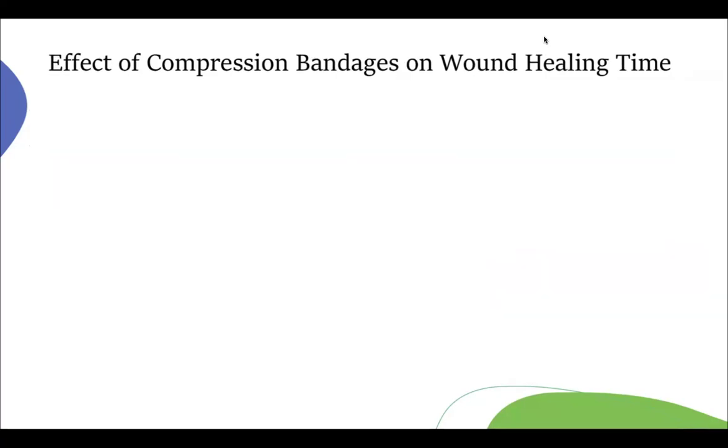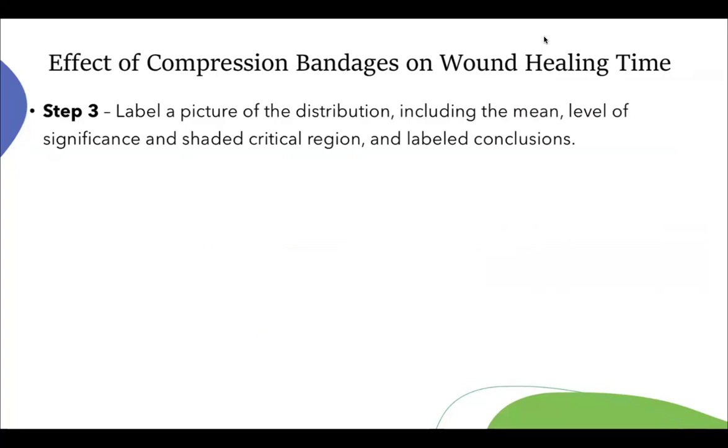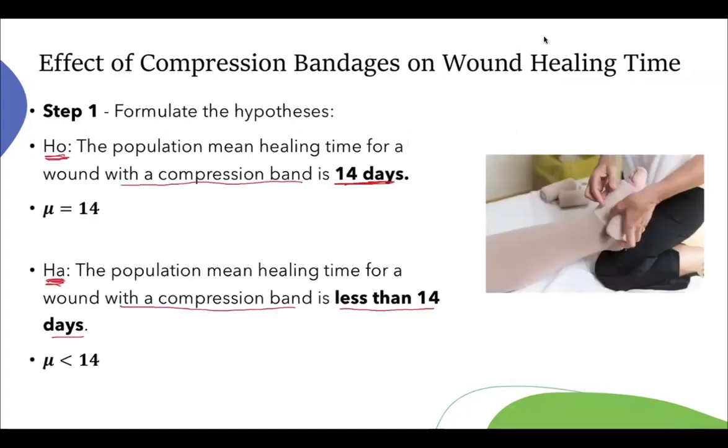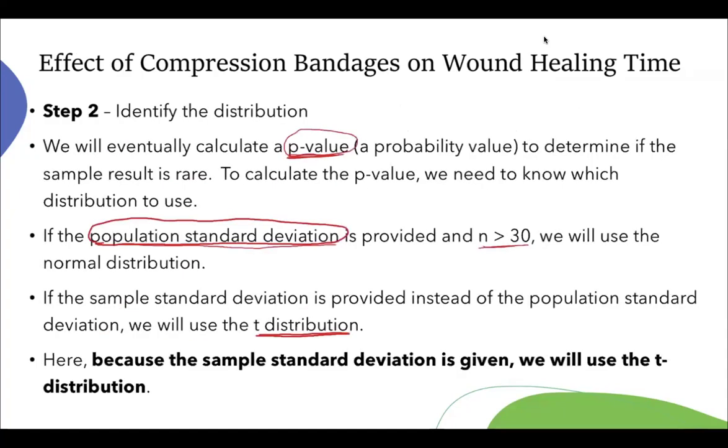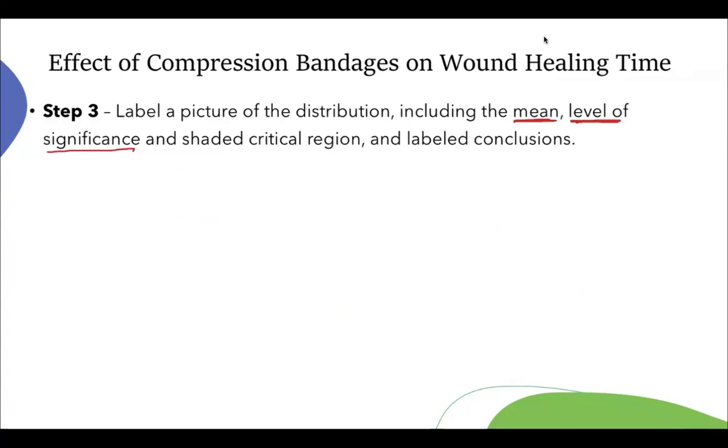Step 3. Let's make a picture of this distribution. Let's identify the location of the mean, which in a t-distribution, which is also bell-shaped, the mean is in the center. The level of significance, that is always going to be 1 or 5%. And in this problem, it was 5%. And that level of significance is going to refer to the shaded critical region. And then across the top, we are going to label the 2 possible conclusions.